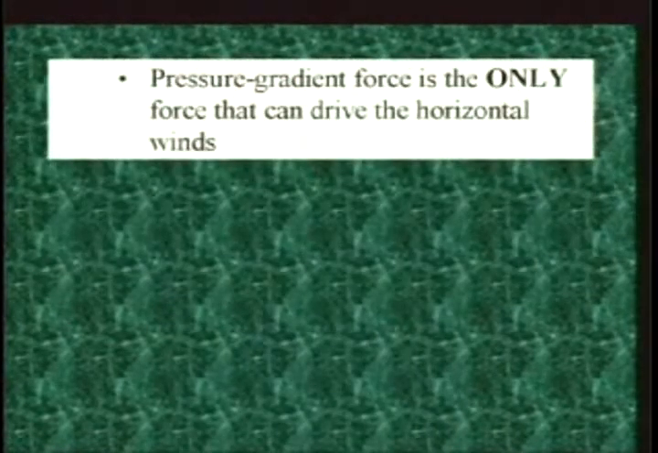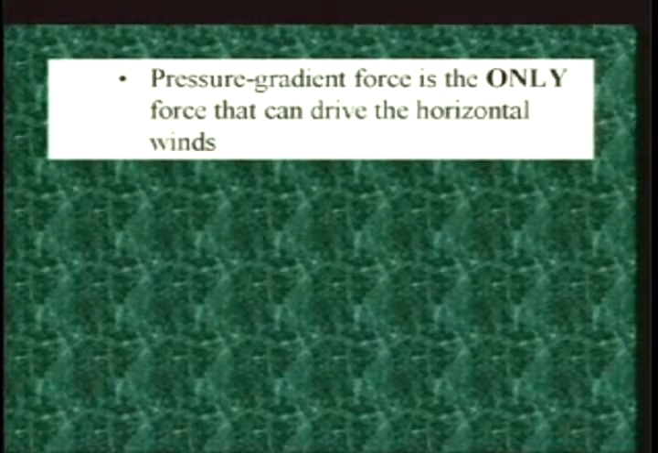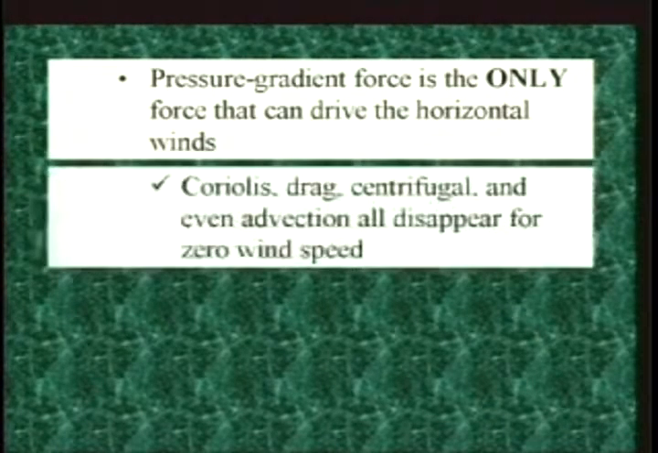The pressure gradient force is the only force that can drive the horizontal winds. Coriolis, drag, centrifugal, and even advection all disappear for zero wind speed. So in other words, if we do not have wind, the others disappear. So pressure gradient force is always present.